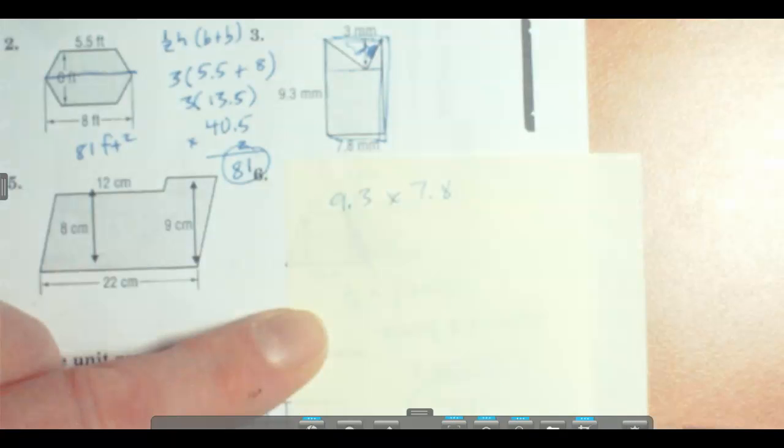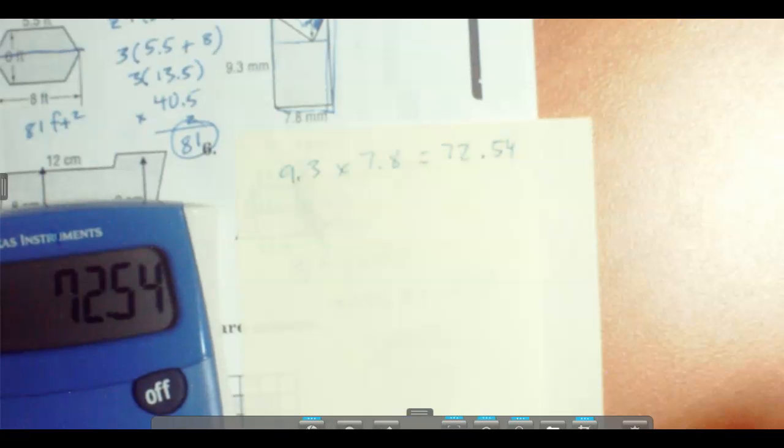I like this problem. So 9.3, take that times 7.8 equals 72.54. Okay, so that's the rectangle. So now let's just find out what the area of that triangle is.